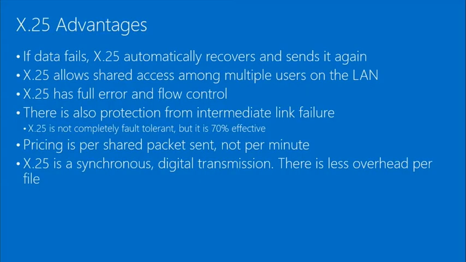X.25 advantages. If data fails, X.25 can recover and send it again. It allows shared access among multiple users on the LAN. So just think of, as we were showing graphics earlier, a network, there's multiple paths to get from the source to the destination. X.25 has the ability to route between different paths. X.25 has full error and flow control, protection from intermediate link failure. Pricing is per shared packet set, not per minute, so per data. And the X.25 synchronous digital transmission, so there's less overhead per file.